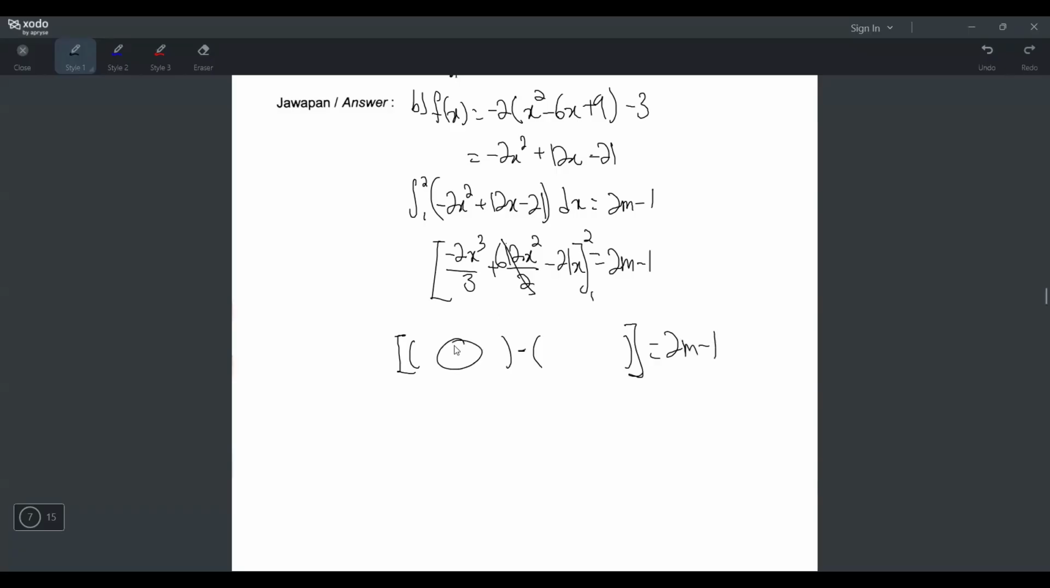All right, so this bracket is for you to sub 2 inside. Let's sub 2. 2 power 3, 8. 8 times -2, -16 over 3. Okay, done. Sub 2 here, 2 square, 4. 4 times 6, 24. So plus 24, done. 2 times 21 is 42.